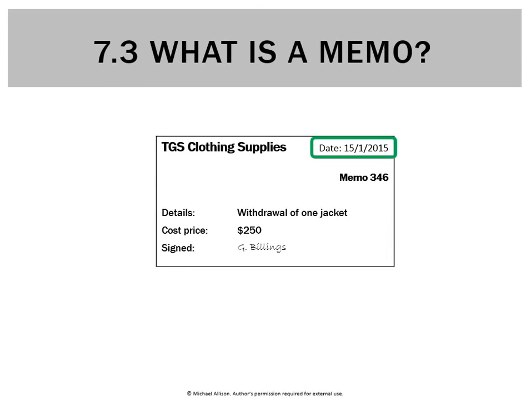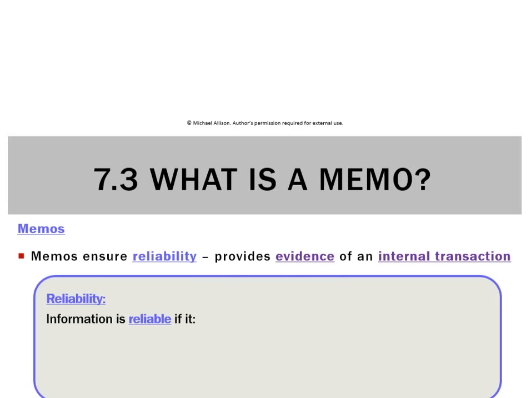So how is it set out? We have the name of the business up the top, so TGS Clothing there. We have the date. Each memo should have a unique memo number. It should have the details of what happened. So in this case, it says the owner withdrew one jacket, so this will be drawings for personal use. And we have an amount, which in this case was $250.